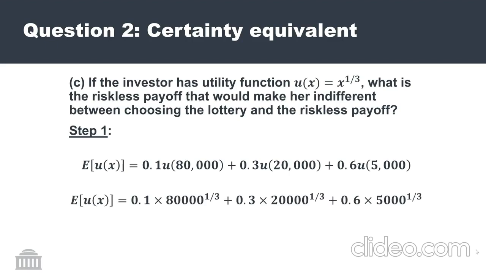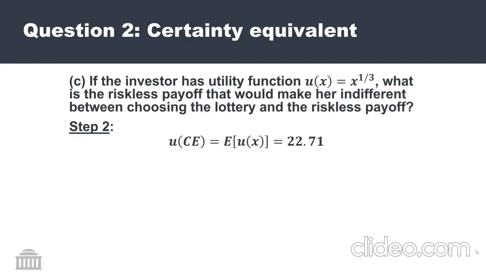The only difference right now will be that the utility function is different, and therefore $80,000 will have to be raised to the power 1 over 3, so $20,000 will have to be raised to the same power, 1 over 3, and $5,000 will have to be raised to the power 1 over 3. Computing this gives us expected utility for this investor of 22.71.